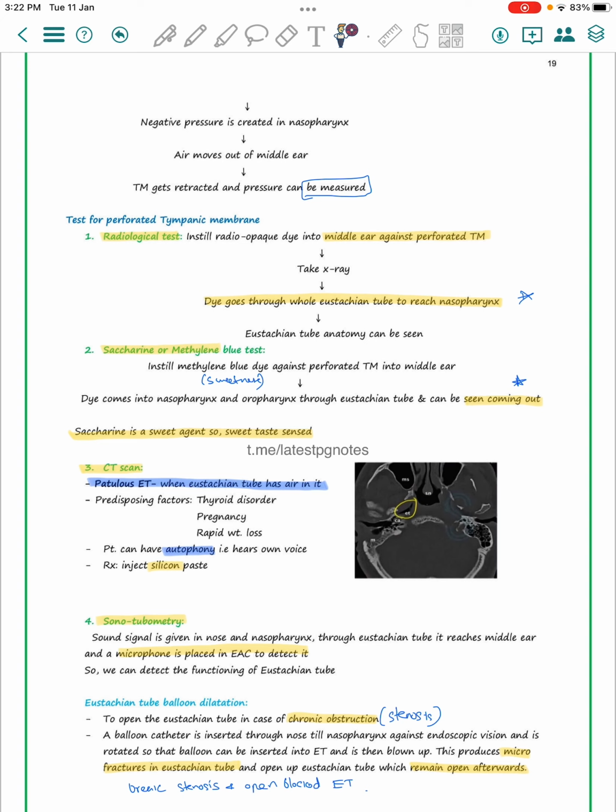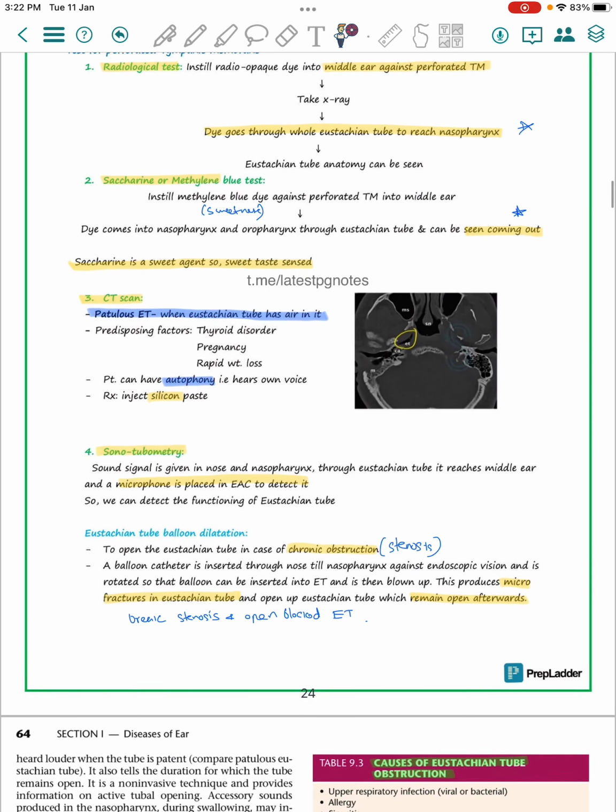Or we can also do the saccharin or methylene blue test, where methylene blue is given into the middle ear through the perforated tympanic membrane. The dye comes out to the nasopharynx and oropharynx. Okay guys, saccharin produces sweetness, so it can be felt by the patient.